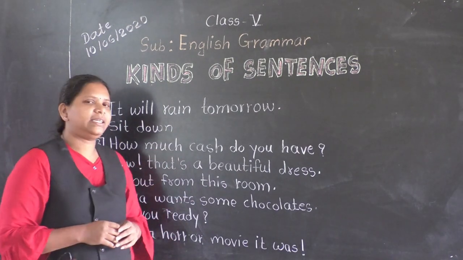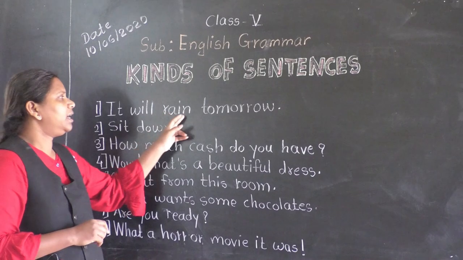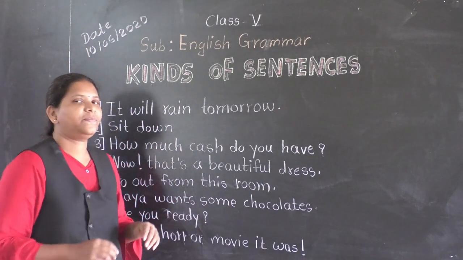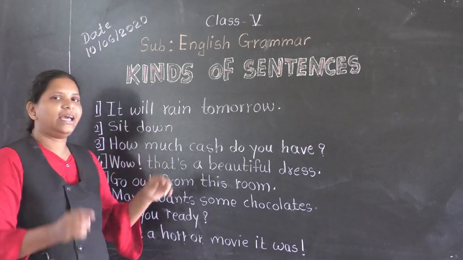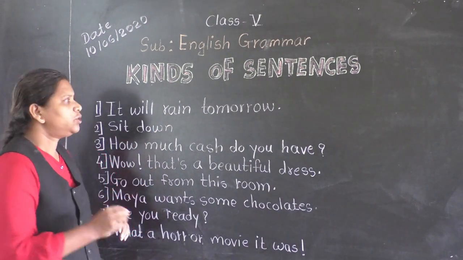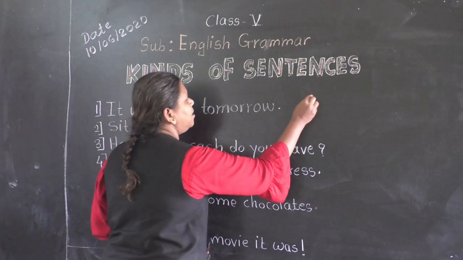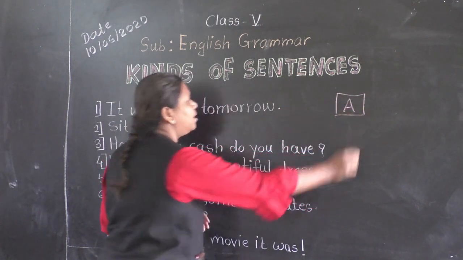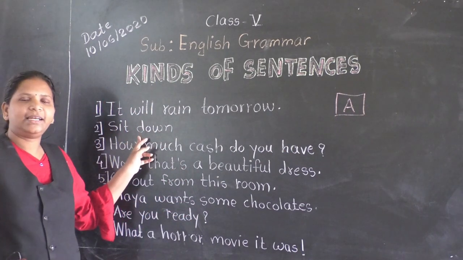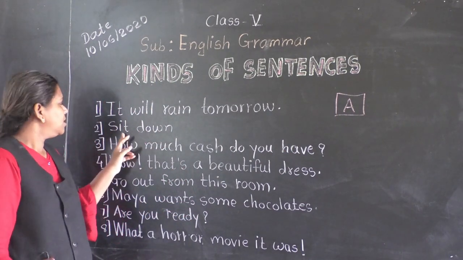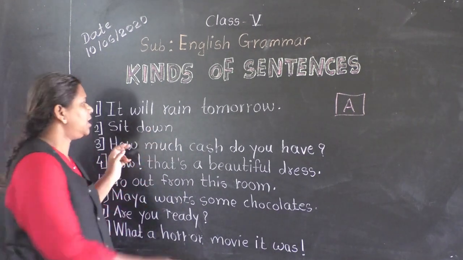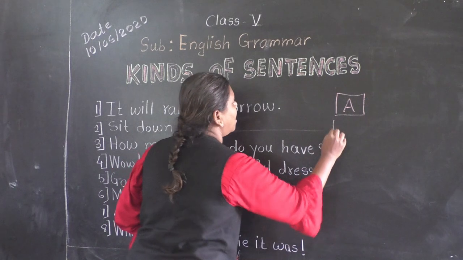Now see the first sentence. It will rain tomorrow. So what type of sentence do you think? Yes, it is an assertive sentence. So here in the bracket, we will write A. Now see the second sentence. Sit down. Sit down is an imperative sentence. So here we will write Im.